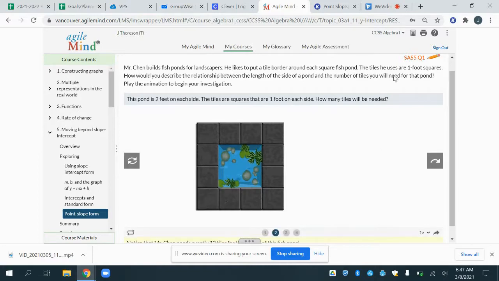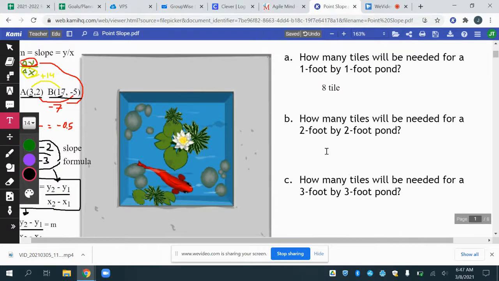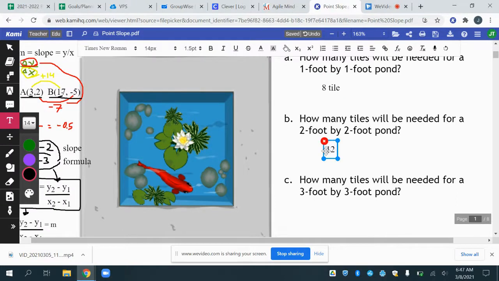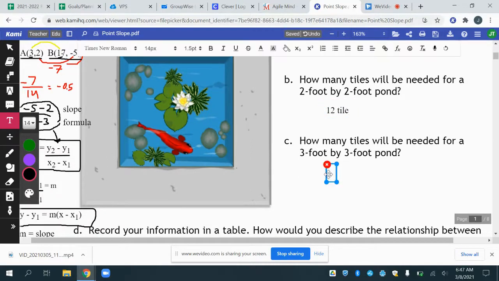Okay. You can figure out the rest of them, but just for the record, there are 8 tiles to go around a 1 foot pond. 12 is what we just had for a 2 foot pond. And for this one, there are 16 tiles.